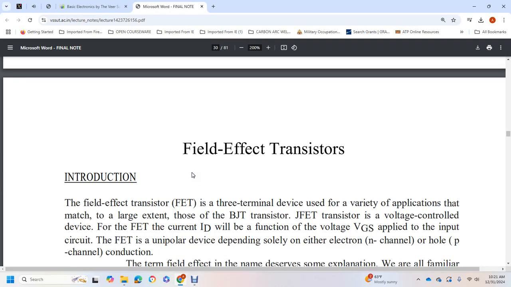Alright, field effect transistors. Field effect transistors.